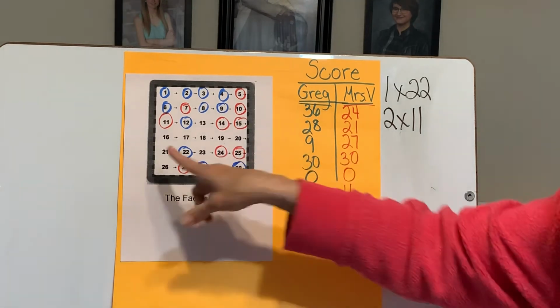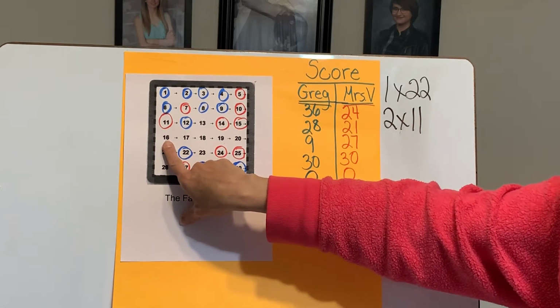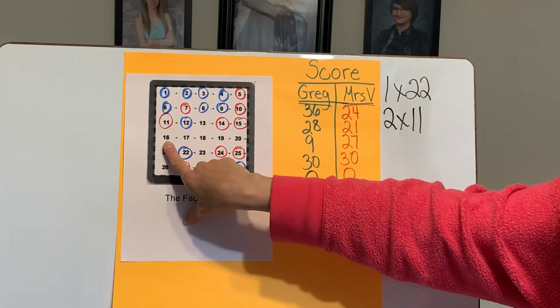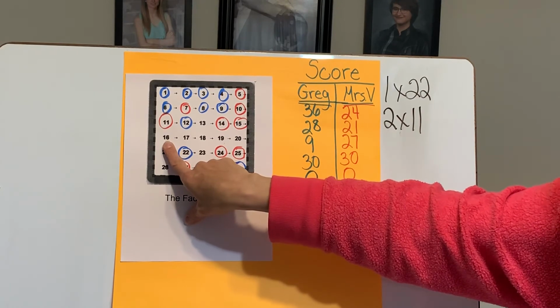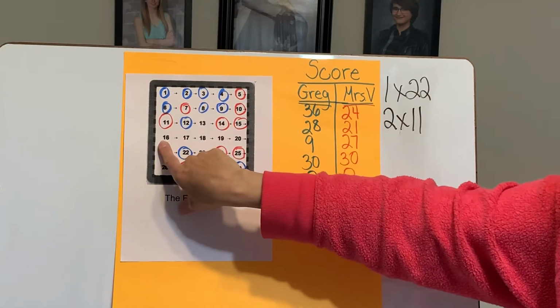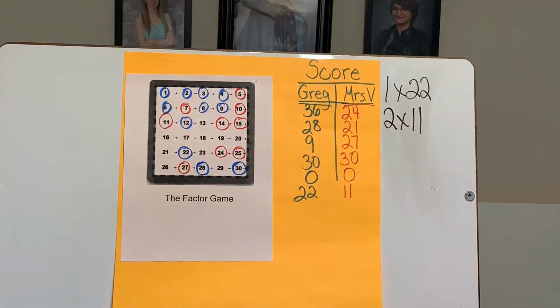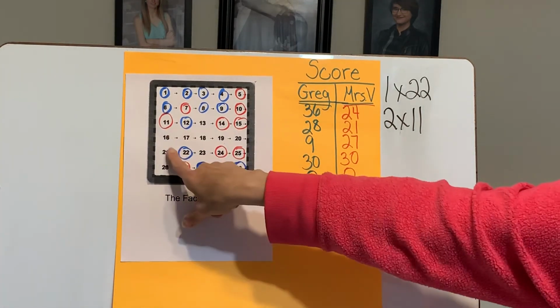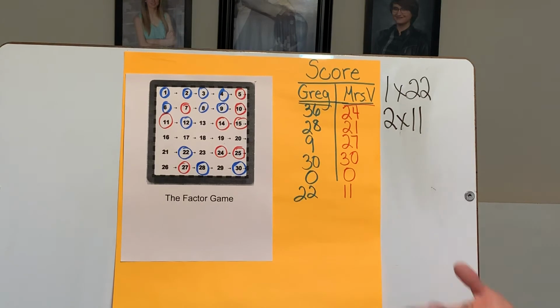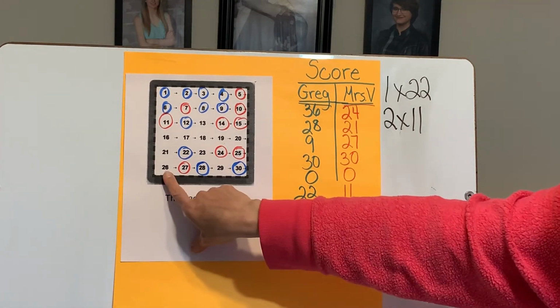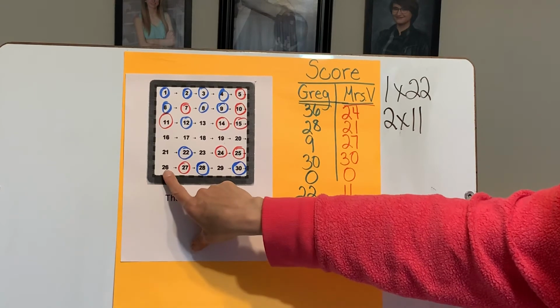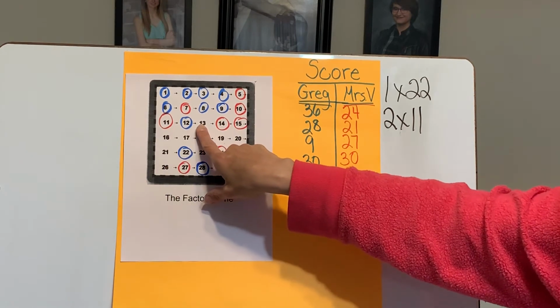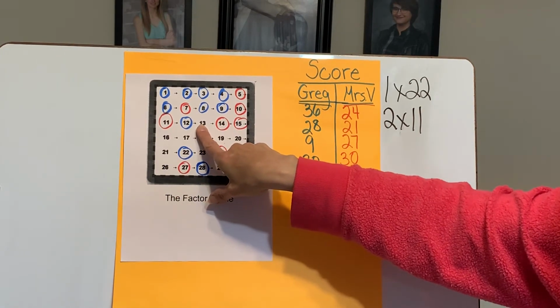So if Greg this time circles 16, I've got 1, 2, 4, 8. So none of those can be circled. So Greg and I would each get 0. So circling 16 is no good. It doesn't yield any new points. So the only other one I can see, I think, that gives me more points would be the 26 here. Whoever circled the 26, the other person would get the 13, because 2 times 13.